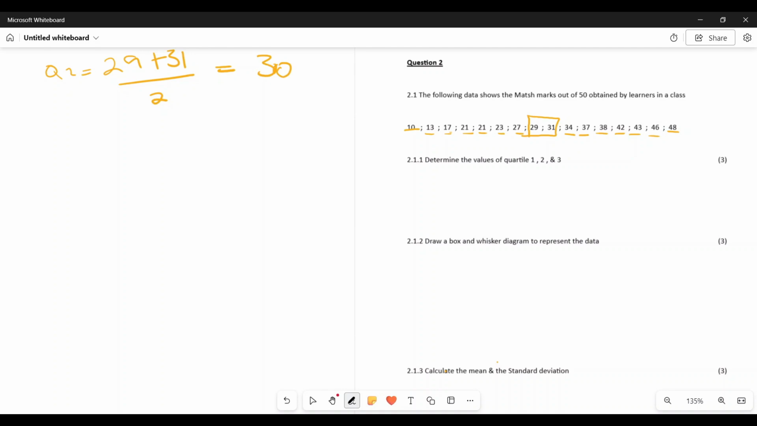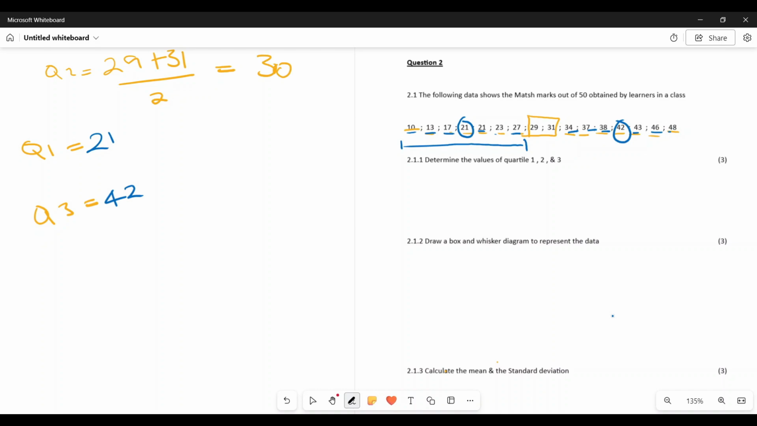Now, what about Q1, your lower quartile, as well as Q3? In order to find those values, Q1 simply means the median of the lower values. So I need to find the middle value here. If I count 1, 2, 3, 1, 2, 3, as you can see, this side. So the middle value here will be 21, and this would represent my lower quartile. And what about my upper quartile? I have 1, 2, 3, 1, 2, 3 here, and my 42 would be my upper quartile.